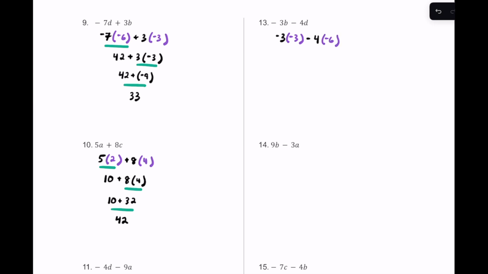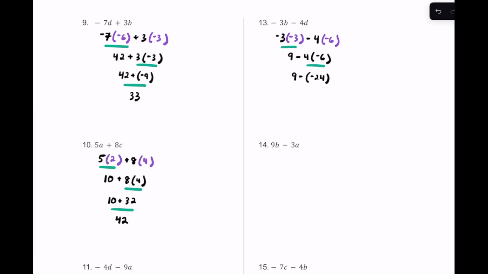Let's go ahead and do the multiplication to the left first. So negative 3 times negative 3 is positive 9. So we have 9 minus 4 times negative 6. Now we have multiplication here. So this is 4 times negative 6. That's going to be negative 24. So we're going to have 9 minus a negative 24.